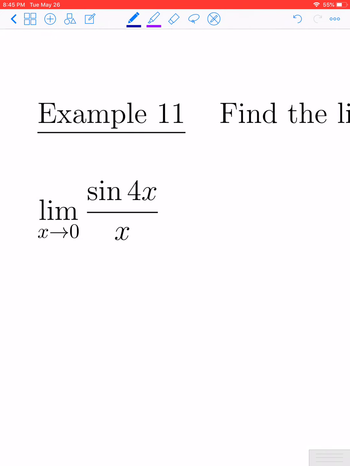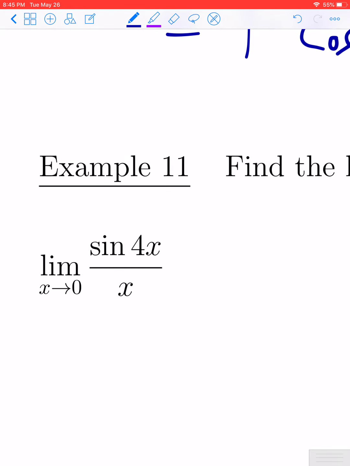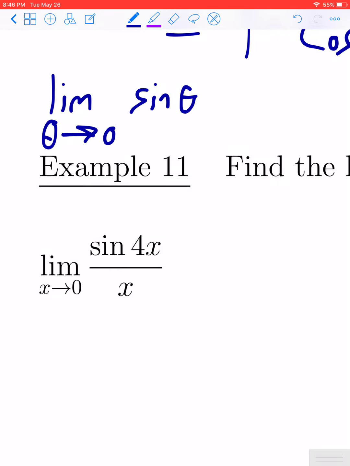In example 11, we want to find the limit as x approaches 0 of the sine of 4x over x. So the theorem that we have above, I'm going to rewrite it using the angle theta, but it's essentially saying this: the limit as theta approaches 0 of the sine of some angle divided by that same angle is equal to 1.